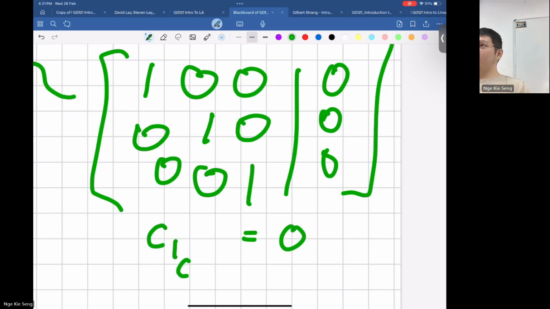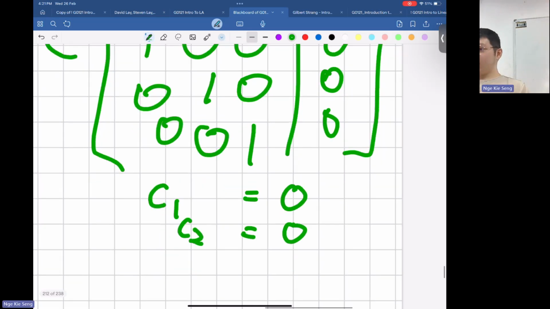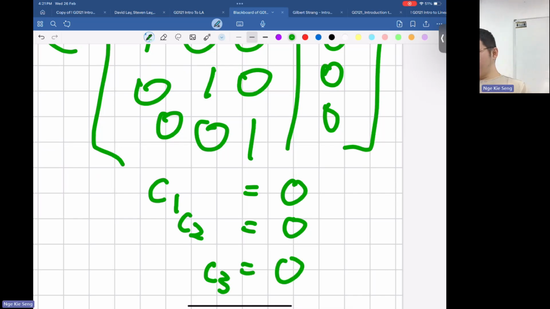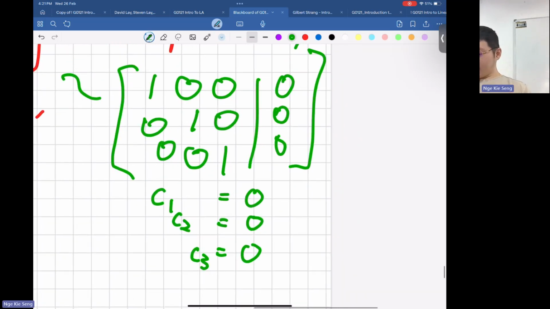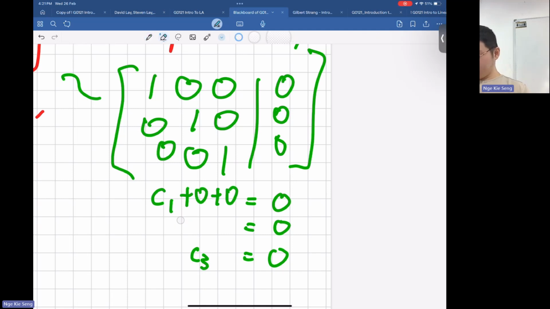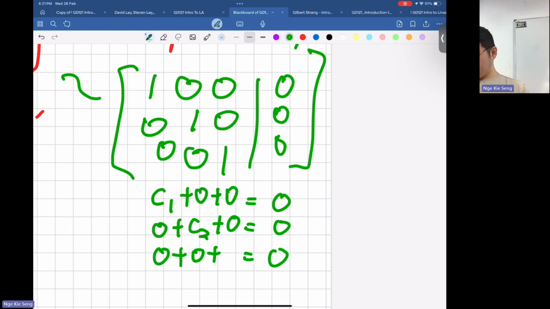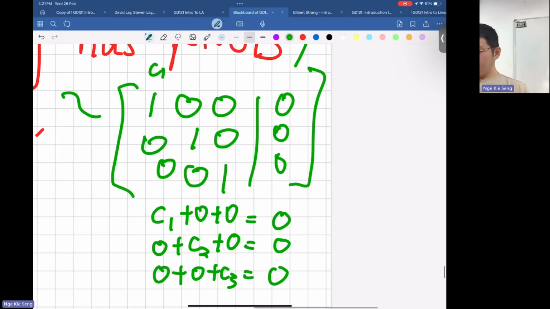And then C3 is 0. Actually, how you read these, supposedly you should write C1 plus 0 plus 0 equals 0, right? And then 0 plus C2 plus 0 equals 0. And then 0 plus 0 plus C3 equals 0. So you actually see this one as the coefficient for C1, C2, and C3. Does it make sense?